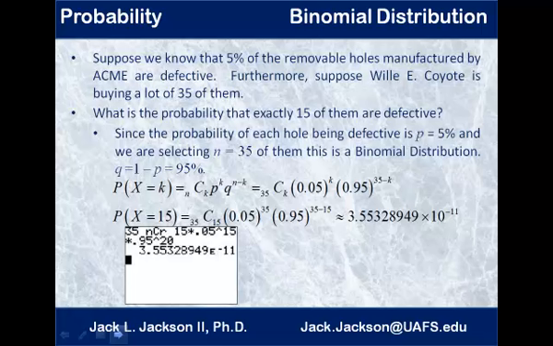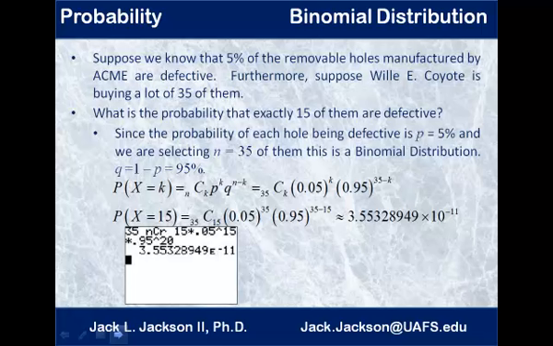Remember, we have the nCr function on a calculator to help us out. So we can do 35 nCr. Now remember, nCr is under Math, left arrow to Probability, and it's going to be one of those first three there. Pick the right one, and then push 15 times 0.05 to the 15th times 0.95 to the 20th. And we get 3.553289949 e negative 11, which means times 10 to the negative 11th.